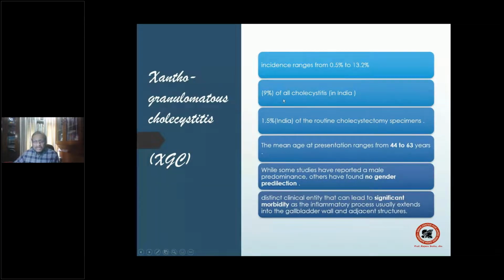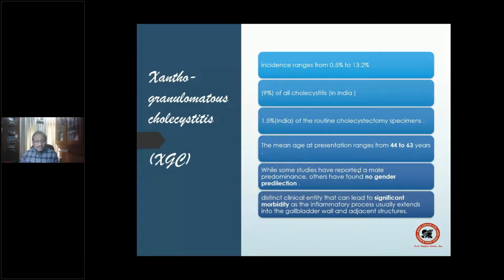9% of all cholecystitis in India are xanthogranulomatous, which is not a low figure. 9% is a high figure. 1.5% of routine cholecystectomy specimens are xanthogranulomatous cholecystitis. The mean age of presentation is 44 to 63 years. Some studies have shown a male preponderance, but others say there's no gender predilection. It is a distinct clinical entity with significant morbidity.